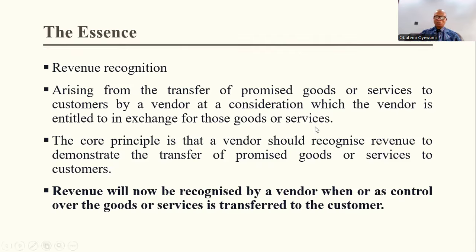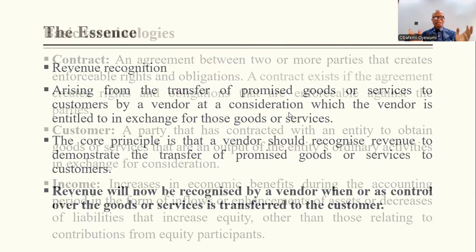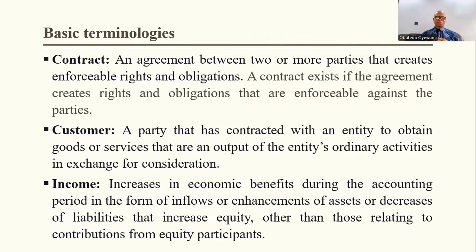Let's look at the basic terminologies in this particular standard. What are the basic terminologies? Number one, contracts. A contract is an agreement between two or more parties that creates enforceable rights and obligations. What does that mean? It means that a contract can only be in existence when there are rights and obligations emanating from the contract, and those rights and obligations are enforceable in a court of law.